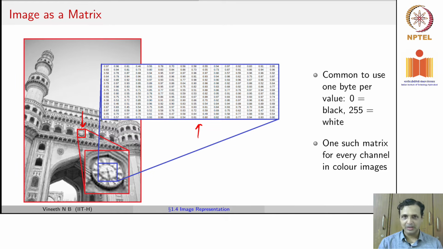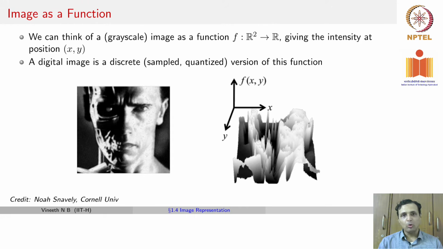What would be the size of this matrix? The size of this matrix would depend on the resolution of the image. Recall what we spoke about the image sensing component in the last lecture. Depending on what resolution the image sensor captures the image in, that would decide the resolution and hence the size of the matrix.